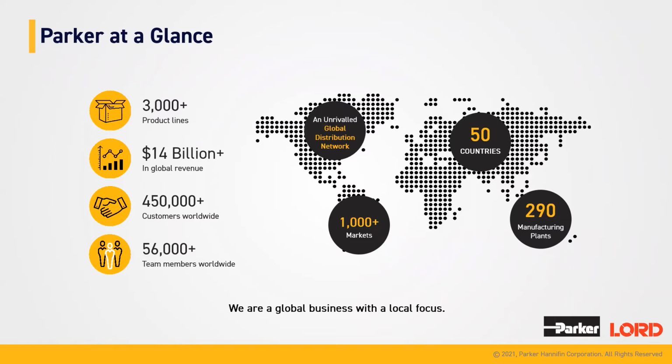So Parker at a glance, a high-level overview of Parker. There are over 3,000 plus different product lines that we offer, and we were based in 50 different countries. So a little background on how we came into the fold with Parker Hannifin. Parker Lord was acquired by Parker Hannifin back in 2019. So we have since transitioned into being a company known as Parker Lord. And so, as I mentioned, over 3,000 different product lines, and we're based in 50 different countries. So if you have an application that requires some of the services that we offer, we are absolutely there to provide it. And we really are a global business with a local focus.